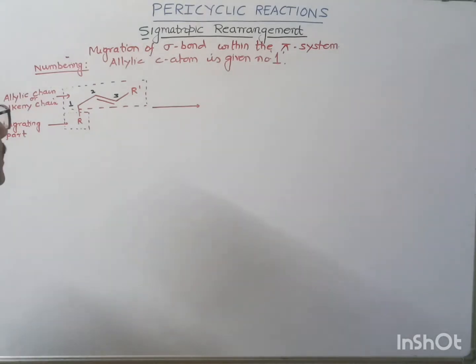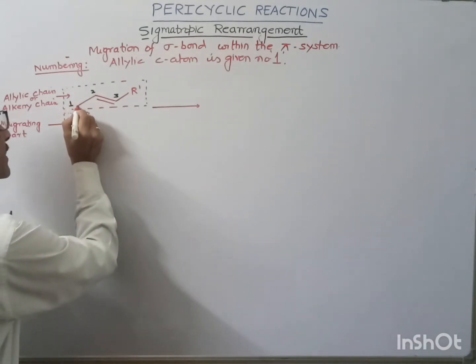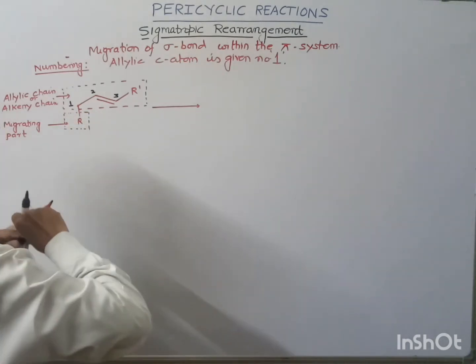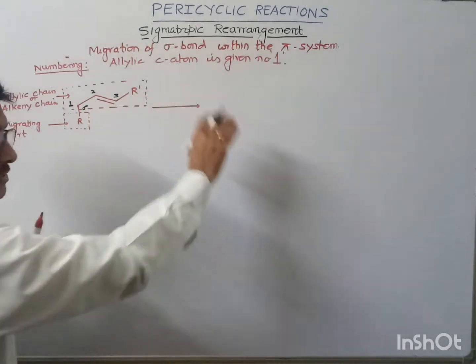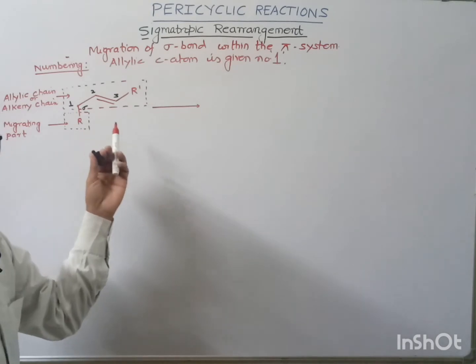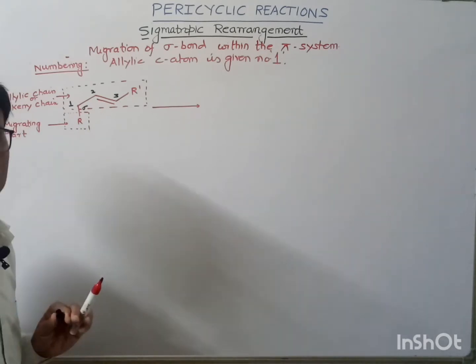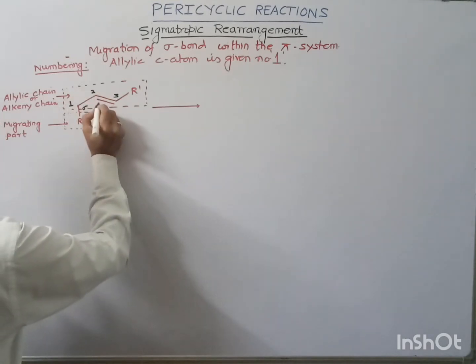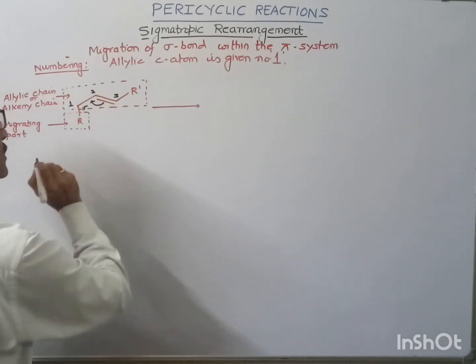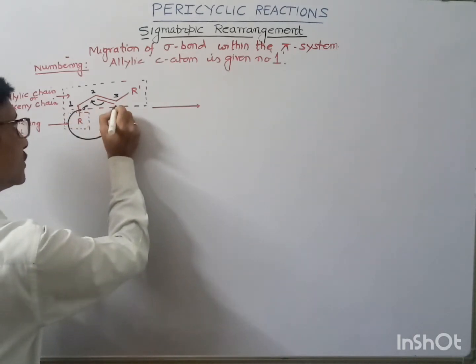So what happens here? Migration of a sigma bond takes place from the allylic carbon atom. So this is our allylic carbon atom, and this sigma bond migrates. This is the sigma bond. So how does this migrate? In the presence of energy, either heat or light, the loosely held electrons of the pi bond get disturbed, and the cyclic shift of electrons starts. So it will go over here, and this sigma bond migrates from the first position to the third position.